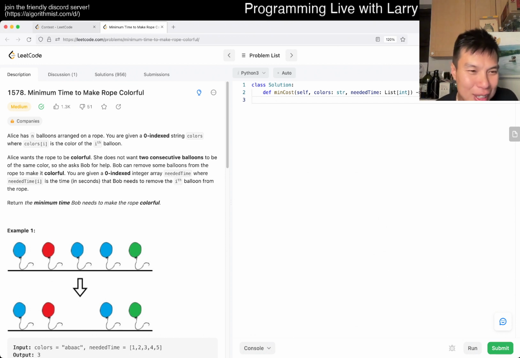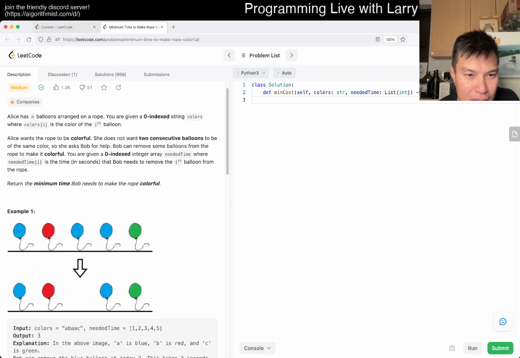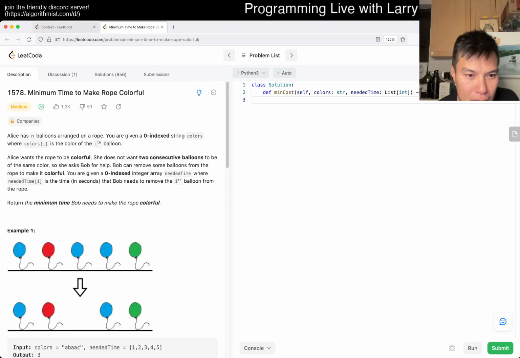Alice has n balloons on a rope. We have colors, where colors[i] is the color of the i-th balloon. Alice wants the rope to be colorful. She doesn't want two consecutive balloons to be the same color, so she asks Bob's help. He can remove some balloons from the rope to make it colorful. neededTime[i] is the time needed to remove the i-th balloon from the rope. Okay.